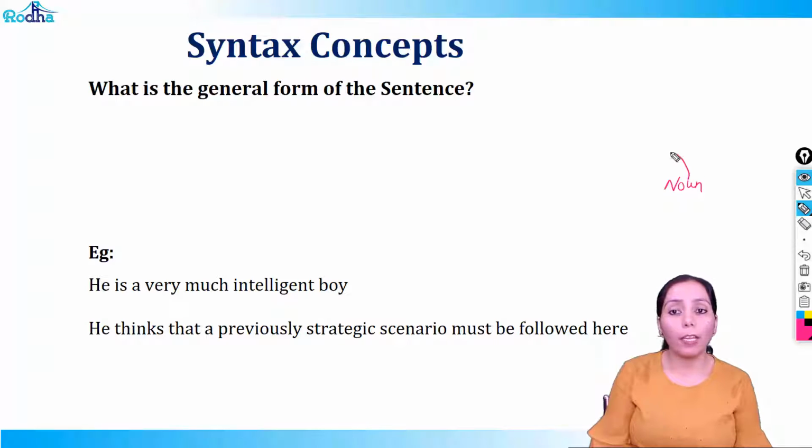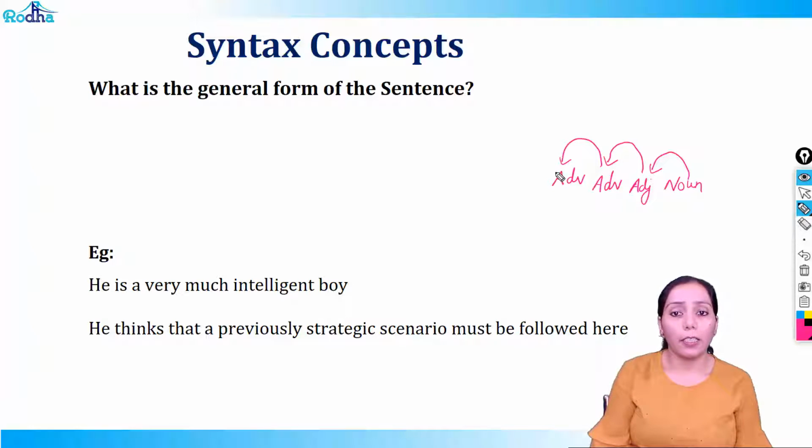Now, to qualify a noun, what do we use? Adjective. That means an adjective is used to qualify a noun. In a sentence, we can see a noun, and on that basis there should be an adjective which can qualify the noun. Now, to qualify an adjective, which part of speech do we use? We use an adverb. Now, to qualify an adverb, which part of speech do we need? To qualify an adverb also, we need an adverb only. That means adverb qualifies itself.